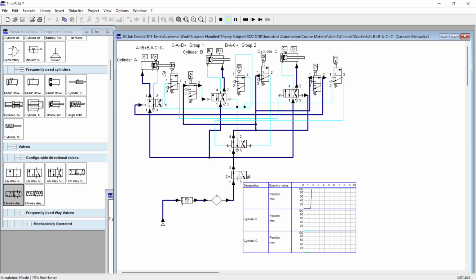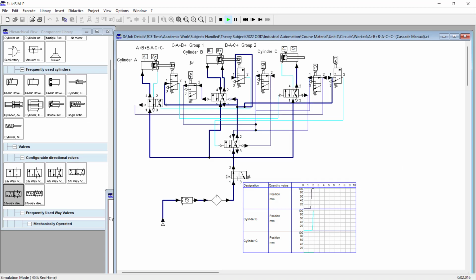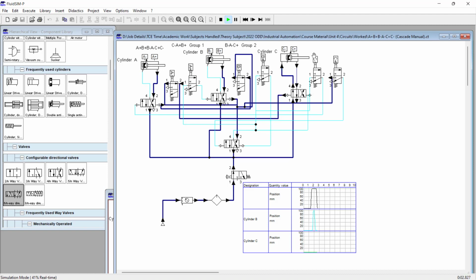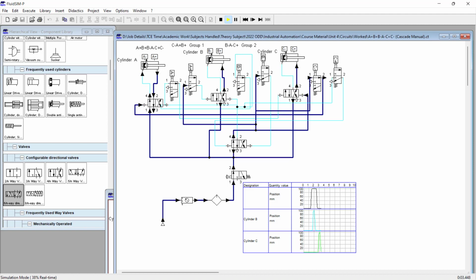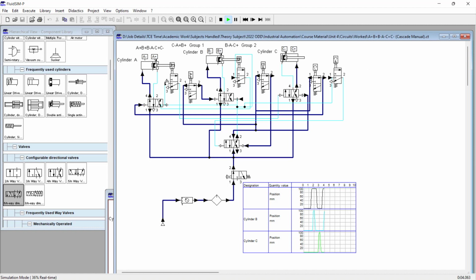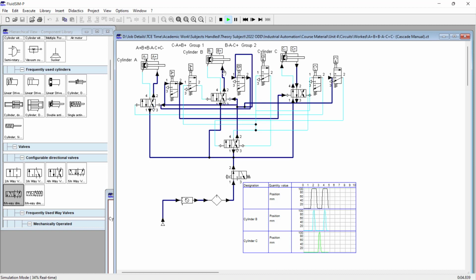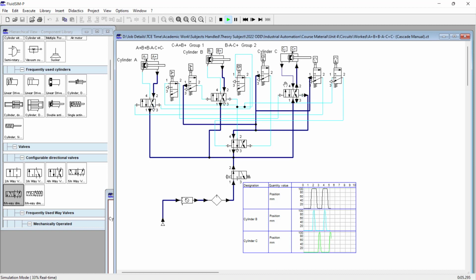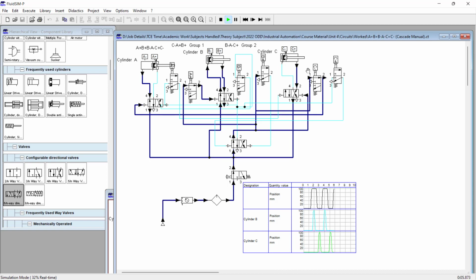Okay, so here you can look. When you press, A plus will happen, B plus will happen, B minus will happen, A minus will happen, then C plus and C minus will happen. So that is clamping of the workpiece, drilling of the workpiece, unclamping of the workpiece, and ejection of the workpiece from the workstation.